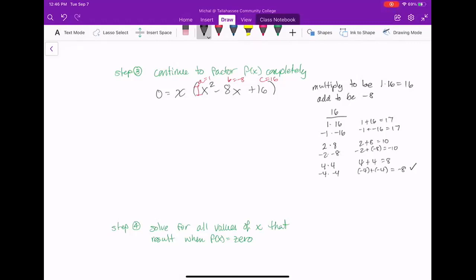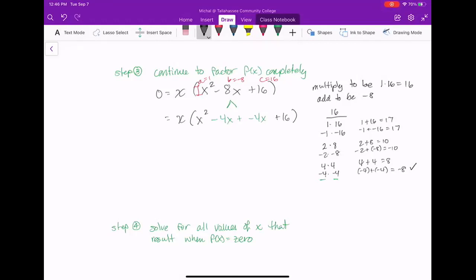As I continue factoring, the next step is to rewrite this b of x term as two factors that each have the coefficients I found in this step here. So it's going to be negative 4 and negative 4. Negative 4x and negative 4x are my two coefficients that are going to replace my negative 8x. I bring down the rest. I have my x squared and my 16. And I keep my parentheses and I keep my original factor of x.